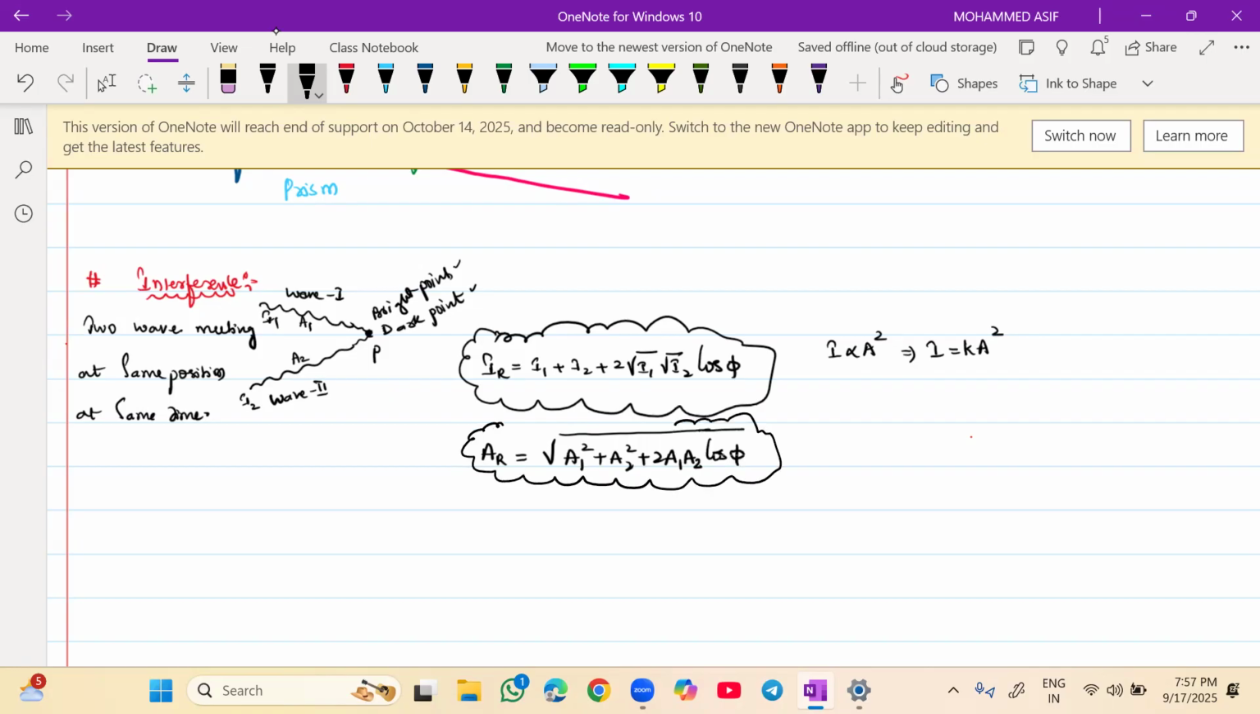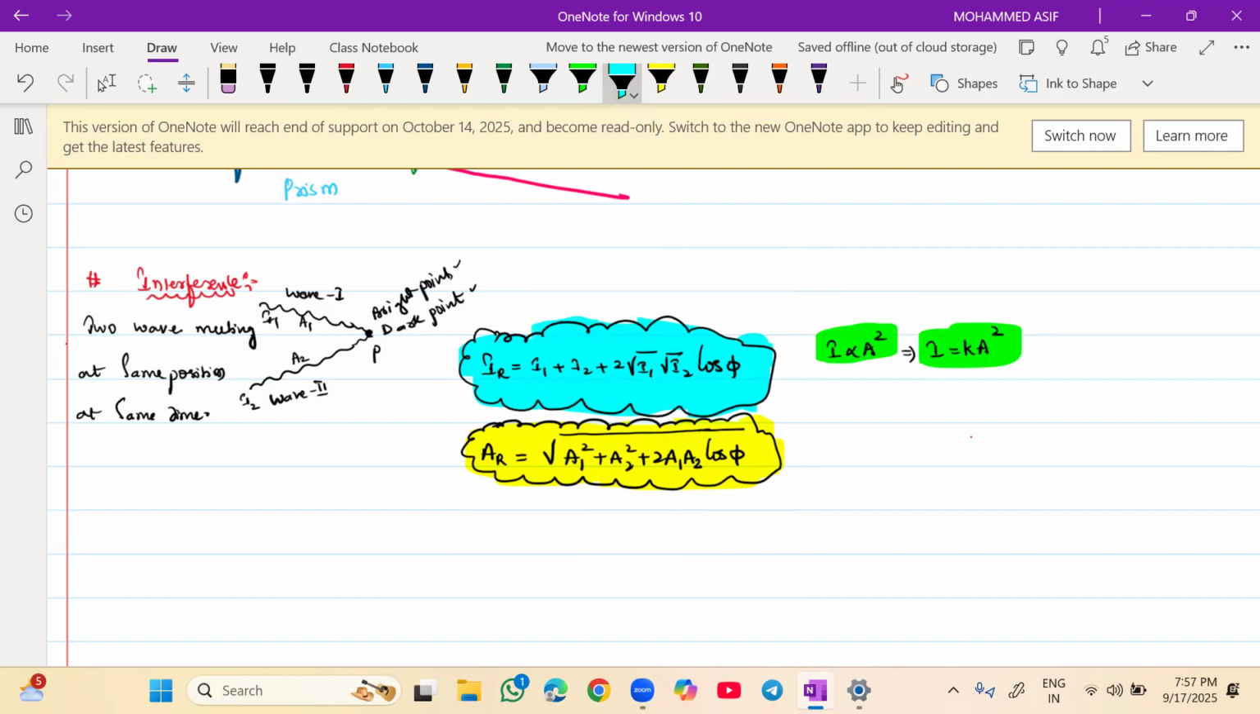So when two or more waves are meeting at a given point, the intensity can be calculated by the formula IR is equal to I1 plus I2 plus 2 times root I1, I2 into cos of phi. Am I clear? And in the same way, resultant amplitude, A resultant is equal to under root of A1 square plus A2 square plus 2A1, A2 into cos phi. And intensity is directly proportional to square of amplitude. K is some constant. These are the formulas you need to remember.